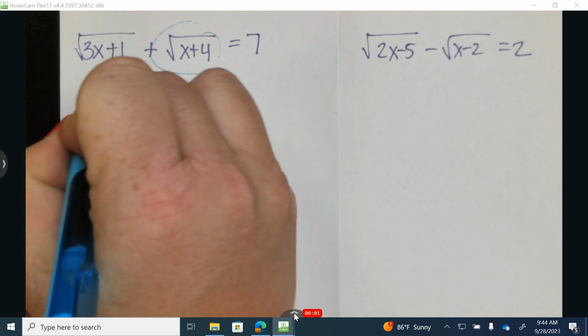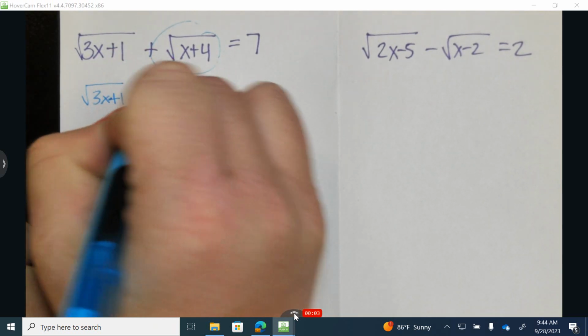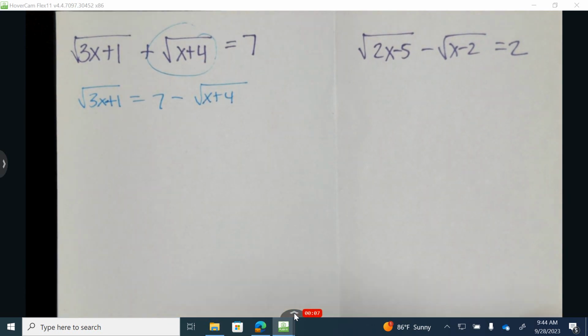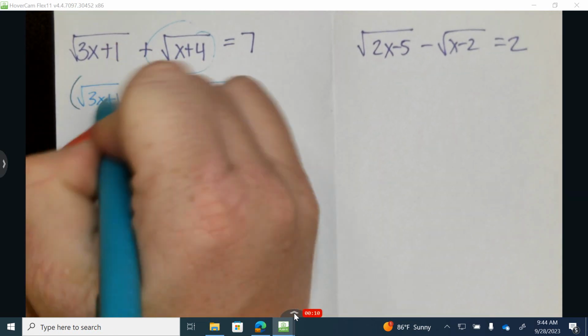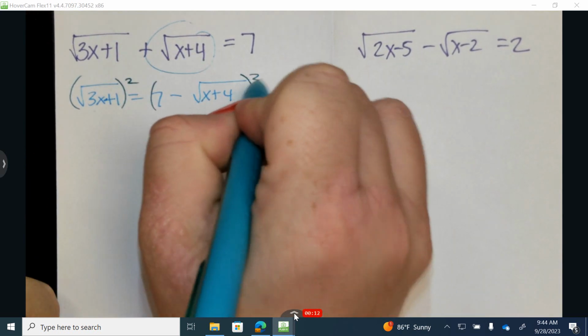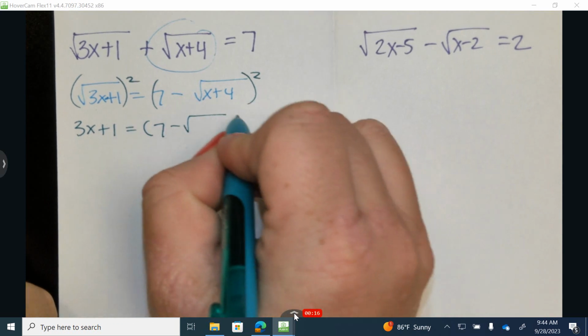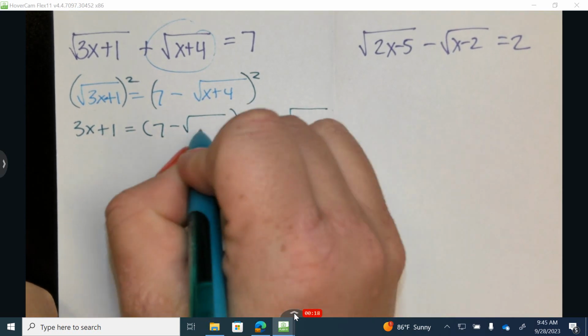50 over to the other side, and it will become negative. If I remember, I did this problem earlier, and it's pretty long. Here we go. I'm going to square both sides. So I have 3x plus 1 equals 7 minus this quantity and 7 minus this quantity.